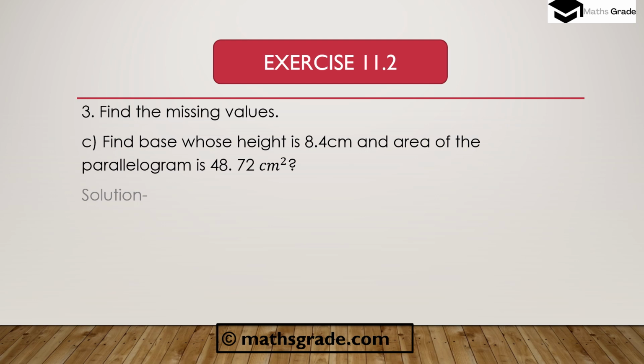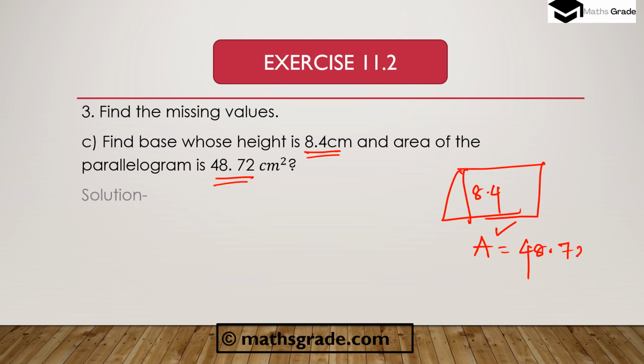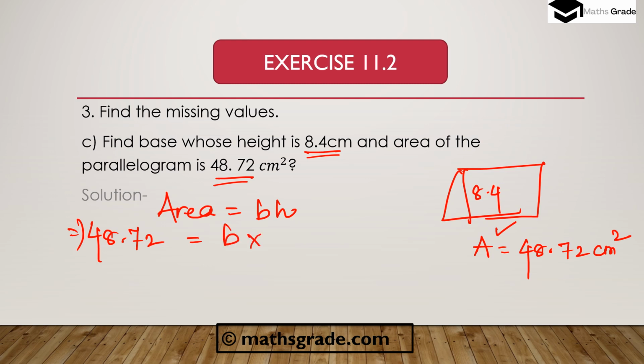Now question number 3, bit C. Find the base whose height is 8.4 cm and area of the parallelogram is 48.72 cm². We have given height is 8.4 cm and we have to find the base, and area is given 48.72 cm². We know area of the parallelogram is base multiplied with height.